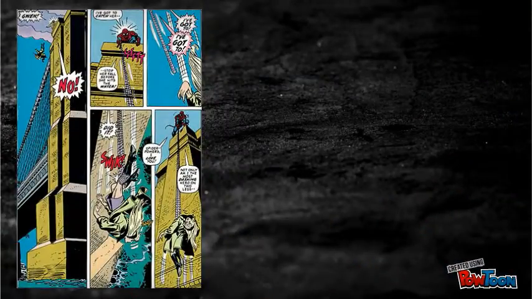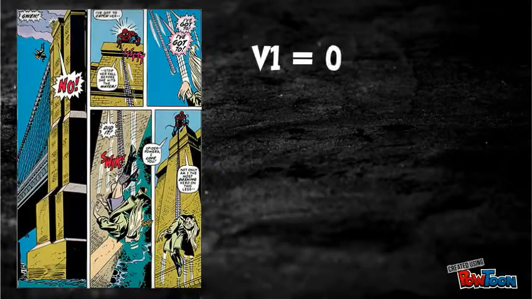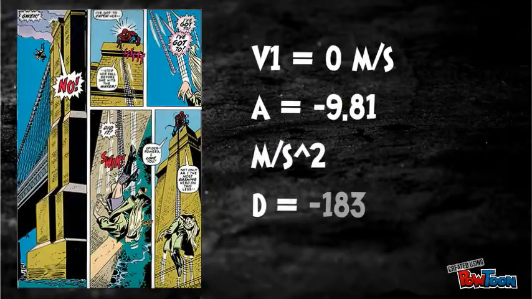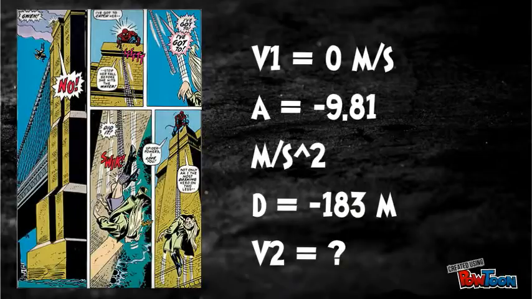Note, we will ignore air resistance for this study so as to simplify our findings, so we are able to conclude the following. Her initial velocity is 0, she accelerates due to gravity, her displacement is 183 meters, and we need to determine her velocity at the point where Spider-Man catches her with his web.